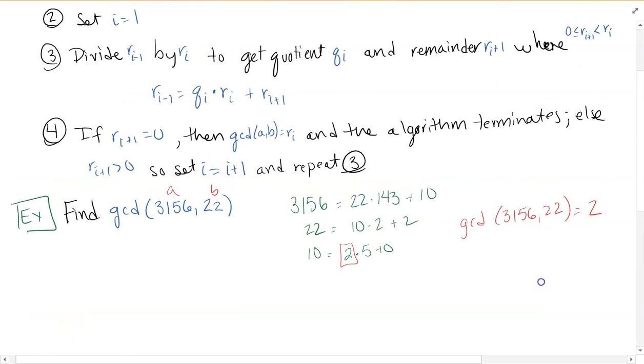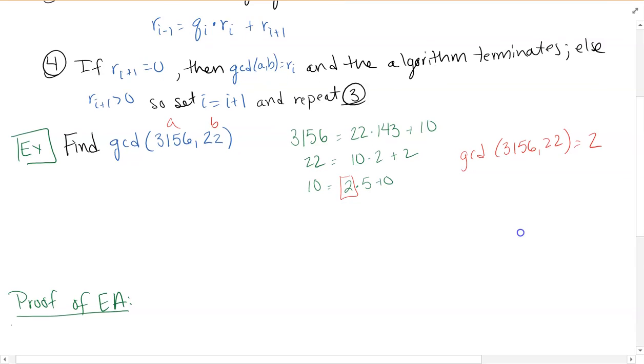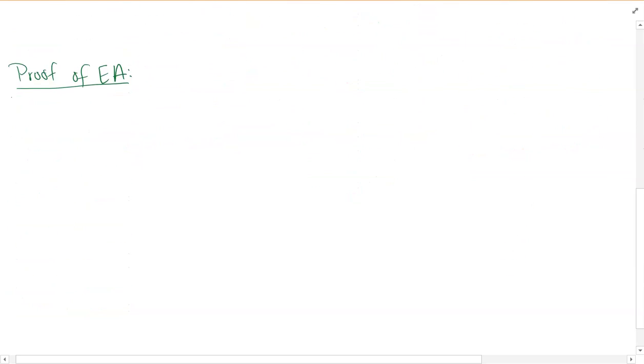That's the idea behind the Euclidean algorithm, and it has to do, remember, with that proposition related to divisibility. The rest of the video is going to be the proof of the Euclidean algorithm. It is described in the textbook, but it is a little challenging to parse through, which is why we're going to do it in this video. Just keep in mind that the Euclidean algorithm is a sequence of divisions with remainders.